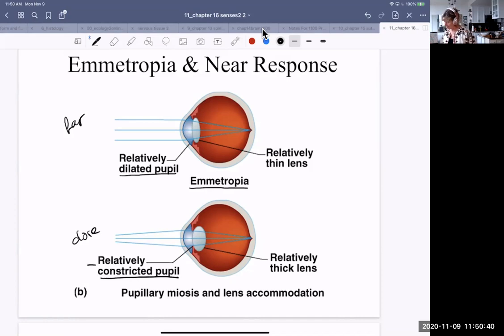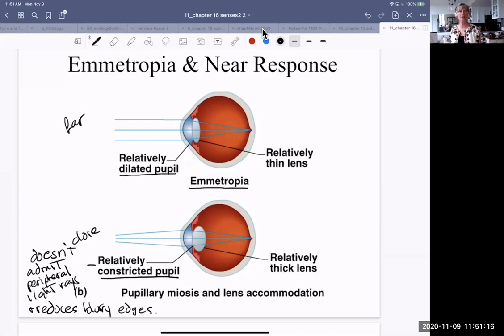So it doesn't admit peripheral, in other words, coming from the side, light rays. And it reduces blurriness, or aberration it's called, blurry edges. Sometimes you can see that when you're looking through a telescope.